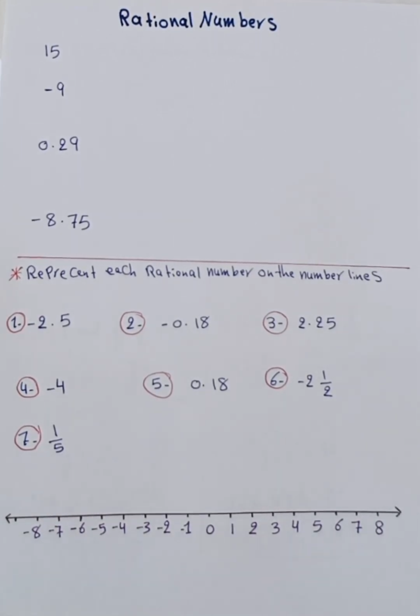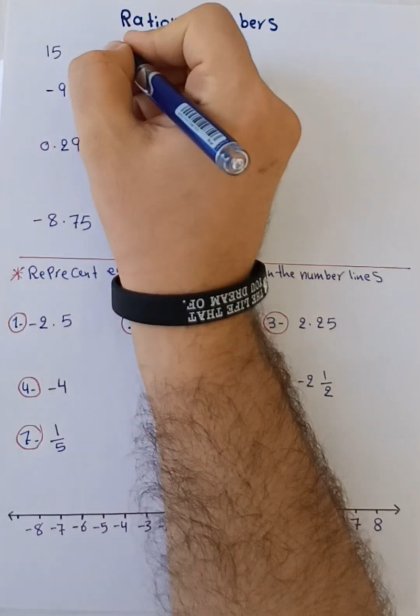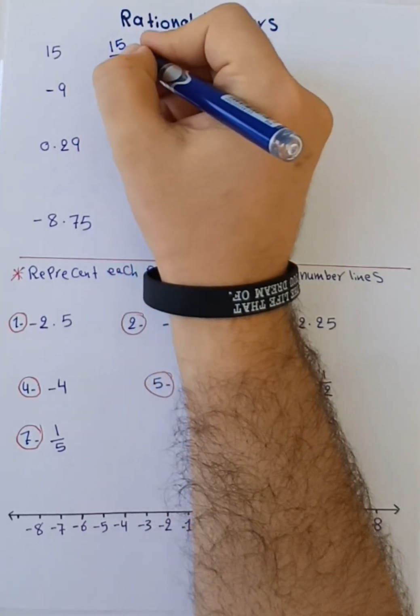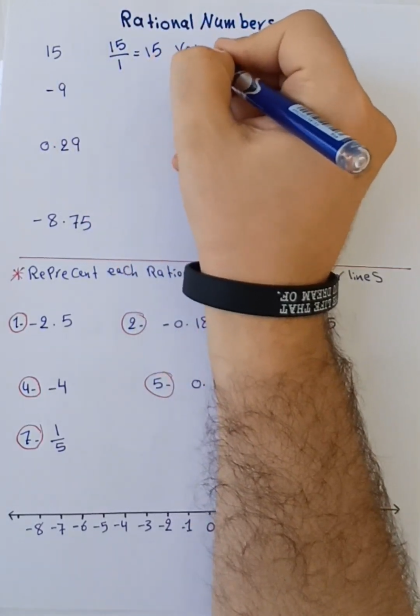Hello dear students, in this lesson I'm going to talk about rational numbers. The definition of rational numbers is numbers that can be written as a fraction. For example, we have 15. 15 is a rational number because we can write 15 as a fraction like that. We have 15 out of 1. 15 out of 1 means 15 divided by 1 equals 15. So 15 is a rational number.